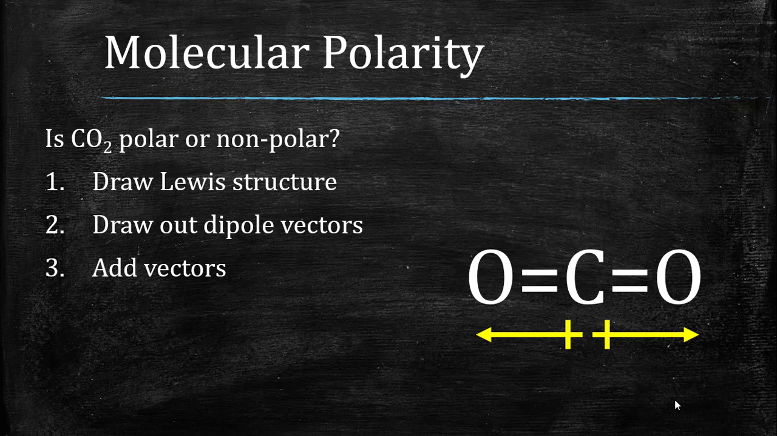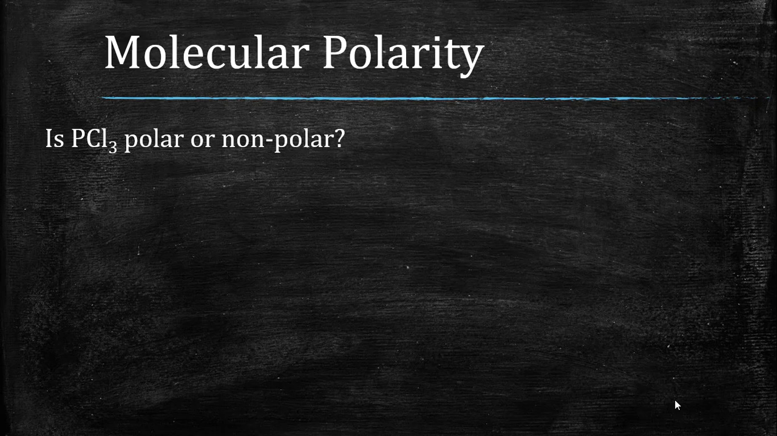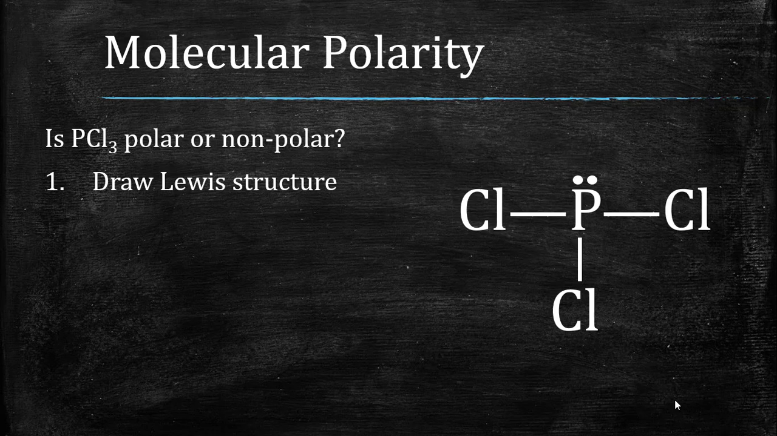Now we can add the vectors. So we line them up, and we see that they are of equal length but in opposite directions, so they cancel out. And because they cancel out, we can say carbon dioxide is nonpolar. What about phosphorus trichloride? Use the same mechanism. Draw the Lewis structure. Once again, just looking at the central atom.